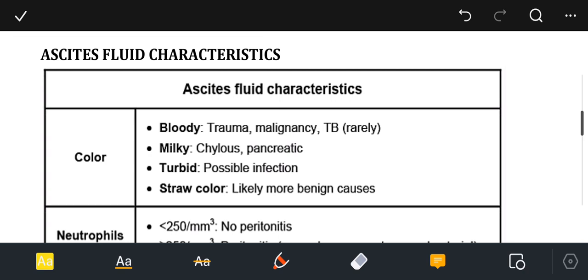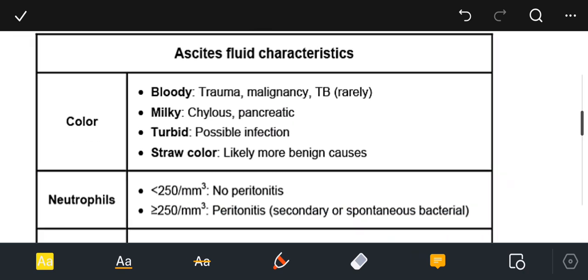The next point is about ascitic fluid characteristics. Regarding color, bloody ascitic fluid can be caused by trauma, malignancy or TB, but TB is a rare cause of bloody ascitic fluid. Milky ascitic fluid can be chylous or pancreatic. Turbid fluid is because of possible infection. Straw colored fluid is likely due to more benign causes.